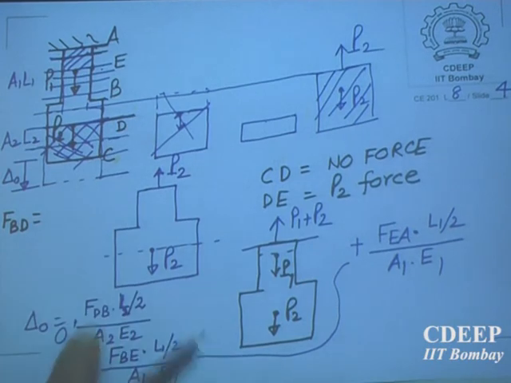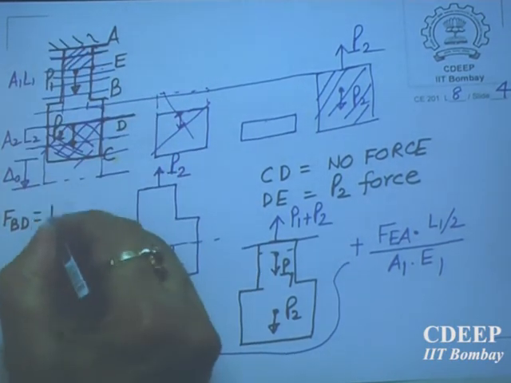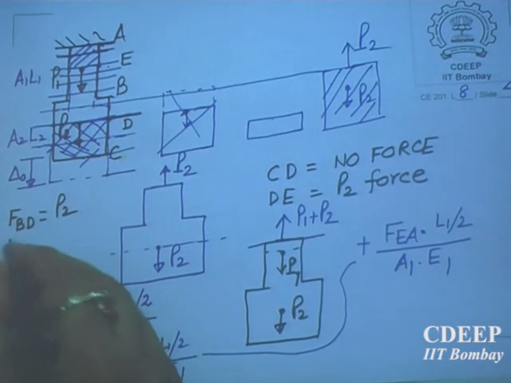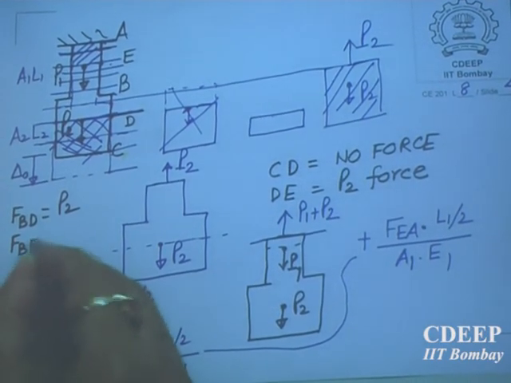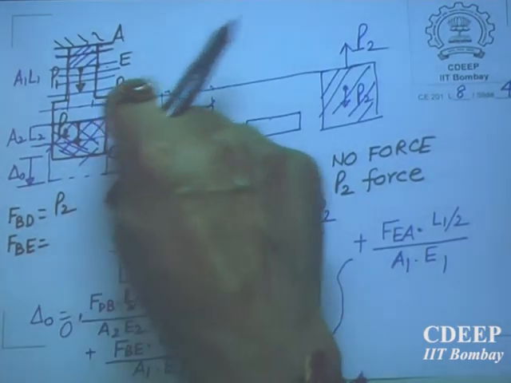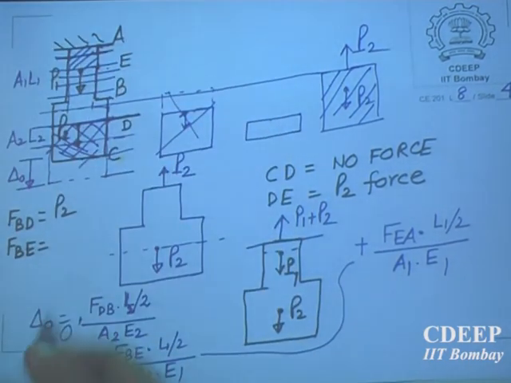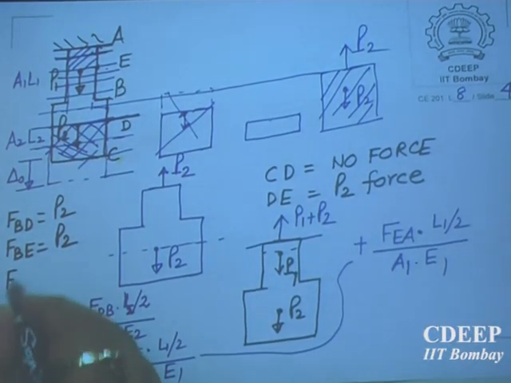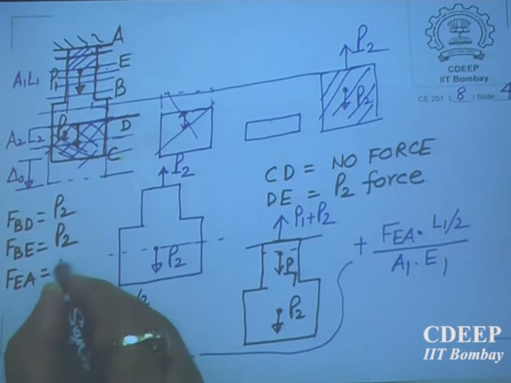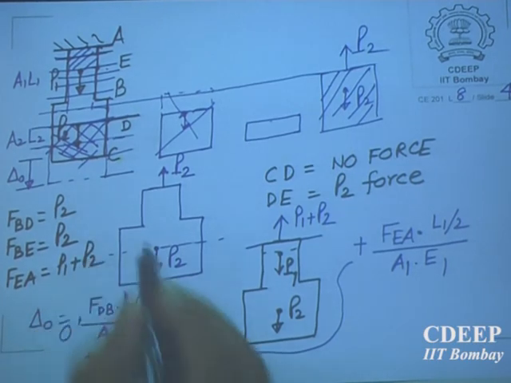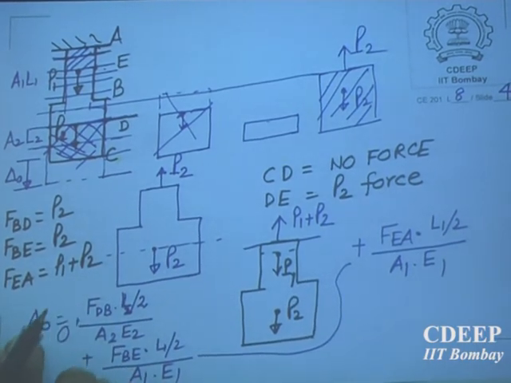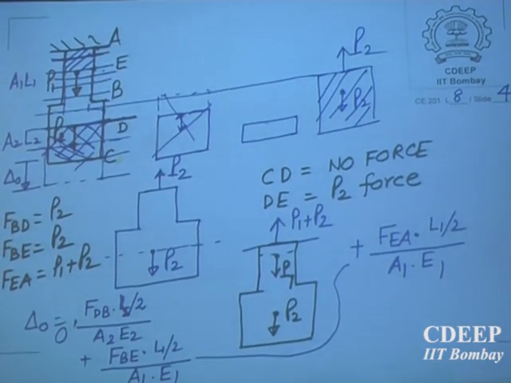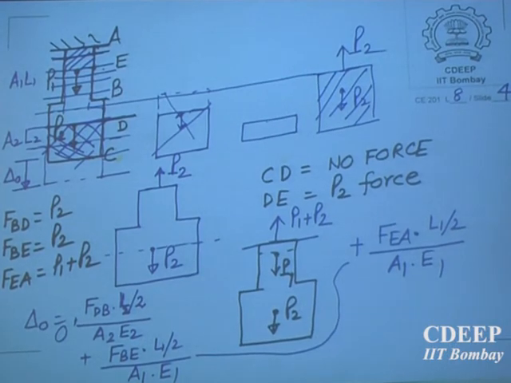And then this FBD is how much, please? FBD is P2. What is FBE? B to E is again P2. And what is FEA? Equal to P1 plus P2. So can you not find out delta naught now? But then this is a part of the problem. We have made the problem determinate. So I have got additional.